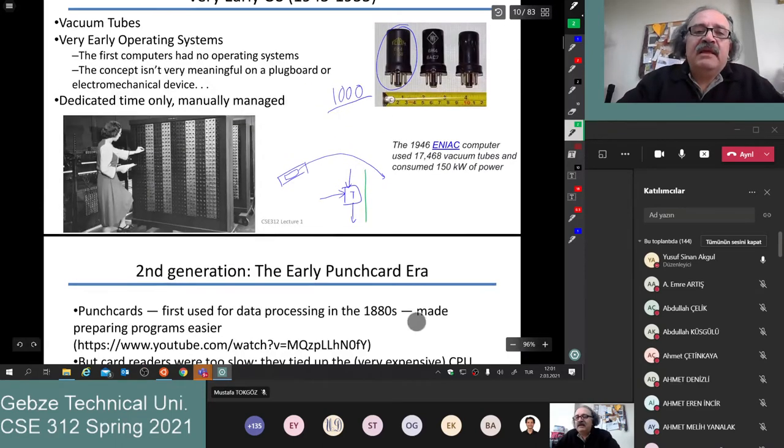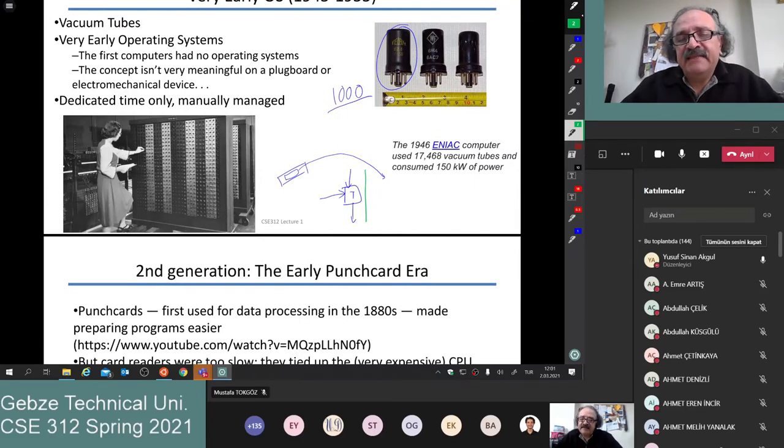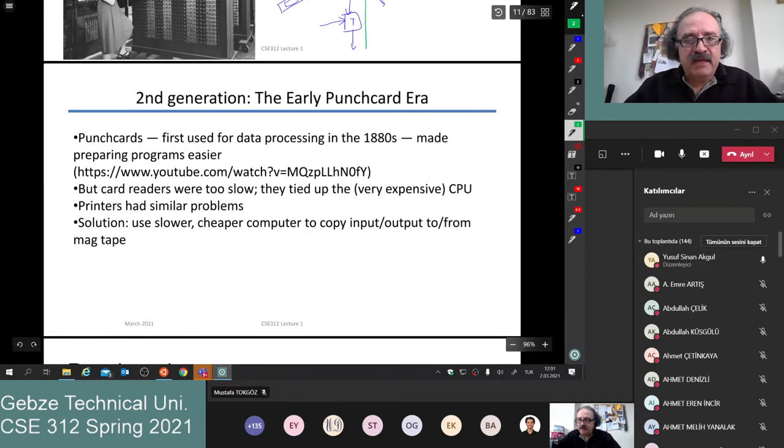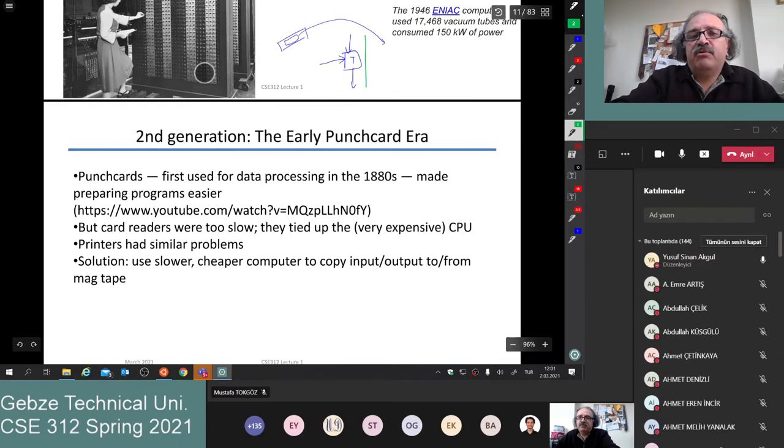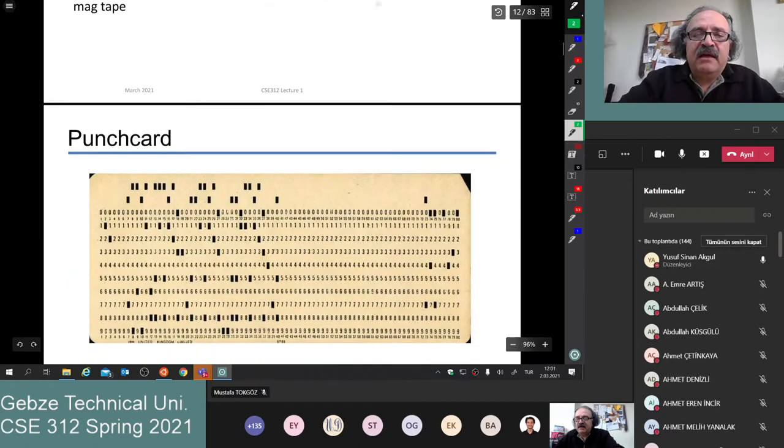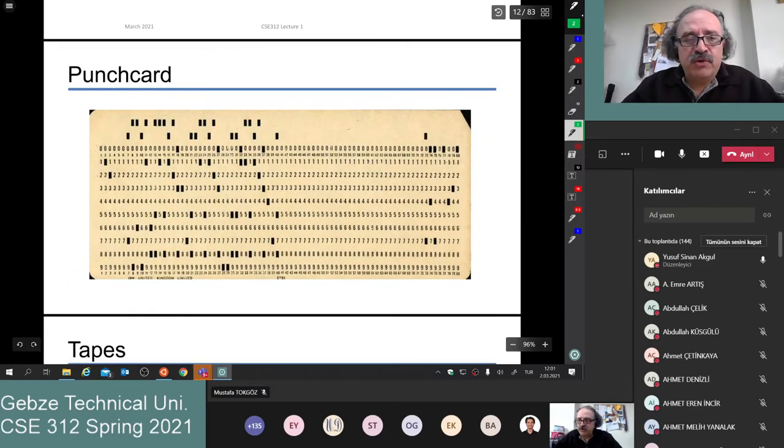The input to the computer is not like this anymore. Instead, they said, let's use punch cards. Let me show you a punch card example. Instead of dialing in all the programs like that, I put my code on these cards. This is a card. It's cardboard, actually. It has 80 columns.